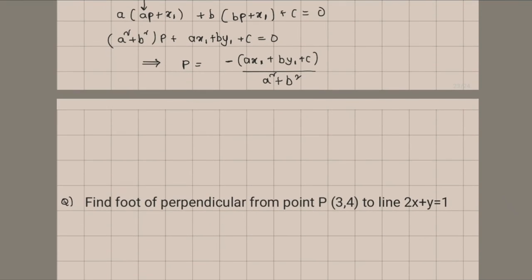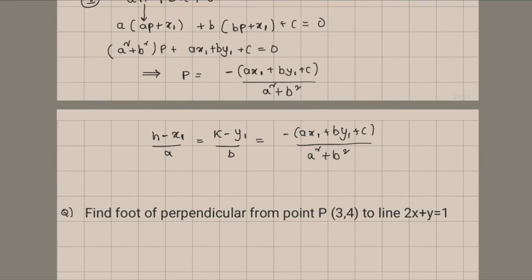So if we combine 1 and 2, what we get is (h minus x1) by a equals (k minus y1) by b equals p, where p is nothing but minus of (ax1 plus by1 plus c) by (a squared plus b squared). If you equate (h minus x1) by a to this constant, you get h. Similarly, if you equate (k minus y1) by b to this constant, you get k. So we get (h, k), which is the foot of the perpendicular.